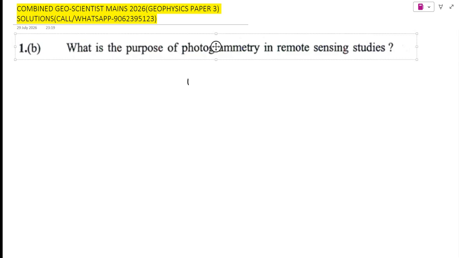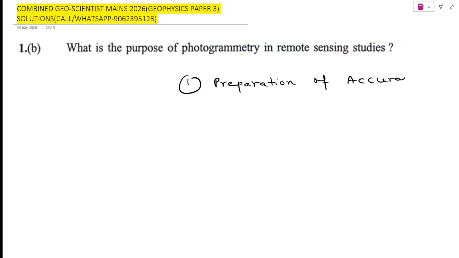First is preparation of accurate maps. One of the most important purposes is topographic mapping. So using the aerial photographs, scientists prepare the contour maps, topographic sheets, digital maps, and the base maps. And these maps are far more accurate than the simple photographs. So remember, remote sensing collects the data, photogrammetry converts that data into the measurable maps, and GIS stores and analyzes those maps. Okay, so think of them as the three friends working together, you can say.